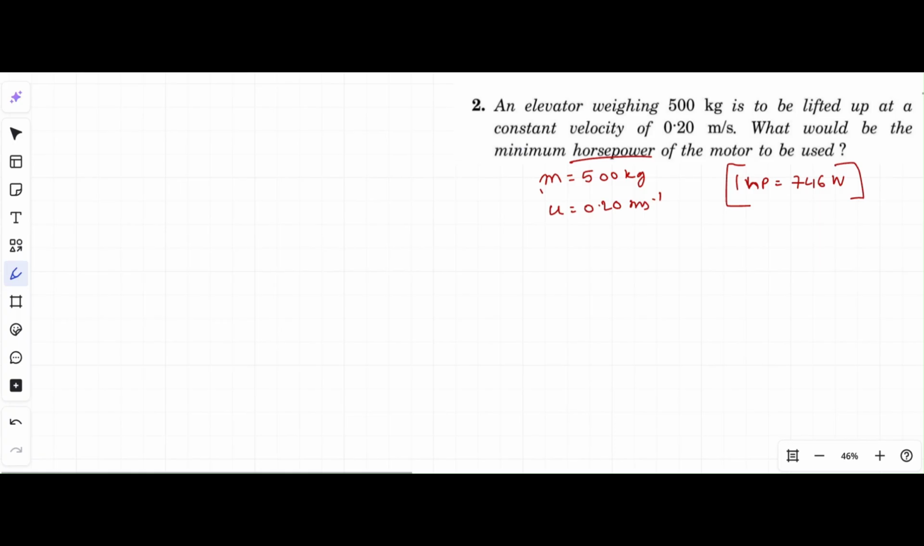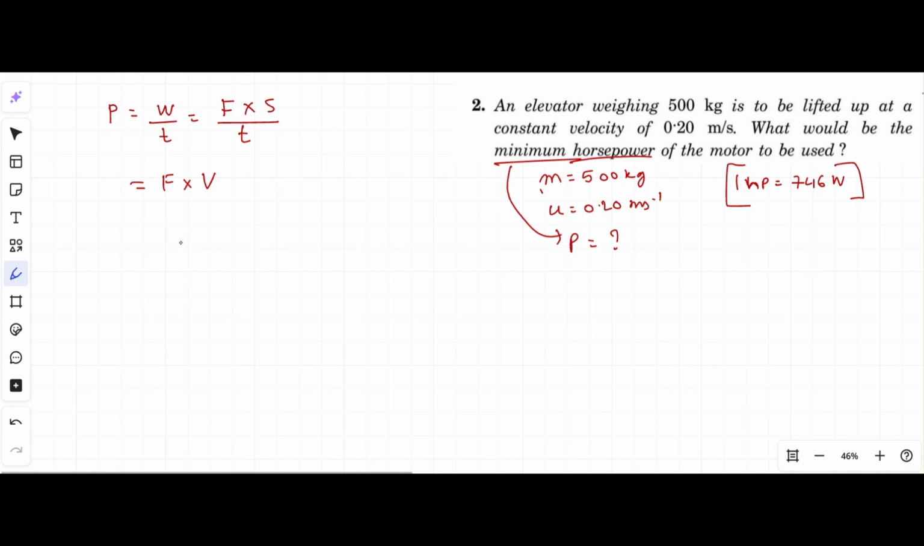Since it is asking us to find the minimum horsepower, it means we need to find the power. Power is equal to what? Power is work done per unit time. And work is force into distance, so power is force into distance upon time. So we can write it as force into velocity.